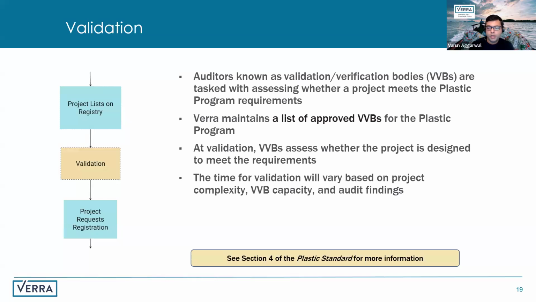In the best case scenario, it may be possible to complete the validation within 4 to 6 months of completing the public comment period, but that may also vary depending on the project complexity, VVB capacity, the audit findings, and ultimately the time taken by the project proponents to address any findings that the VVB might raise during the validation. Currently, we have 4 approved VVBs for the plastic program, and I'll take this opportunity to highlight that we are in the process of approving a few more VVBs in the first quarter of this year, so that there are more VVBs and you can benefit from their services.